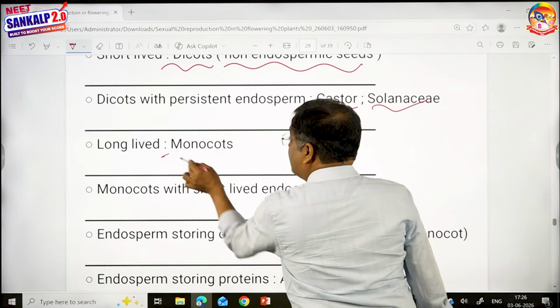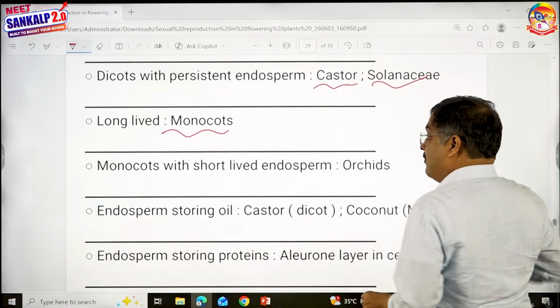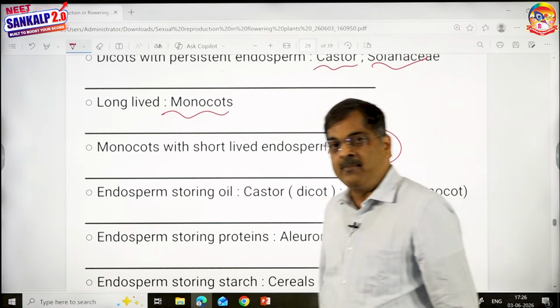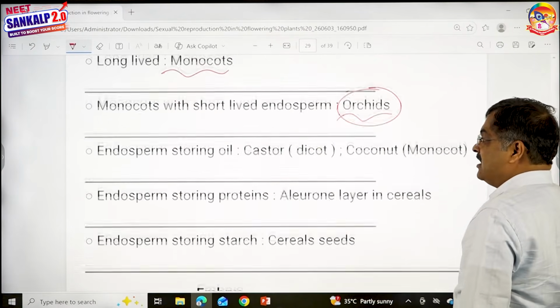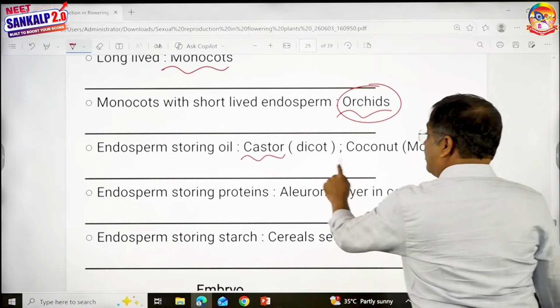Endosperm is long-lived in monocots, hence albuminous seeds or endospermic seeds. Monocot with short-lived endosperm is orchids. This is an exception. Normally, monocot should have long-lived endosperm, but it is short-lived in orchids. Endosperm storing oil, castor oil, it's a dicot.